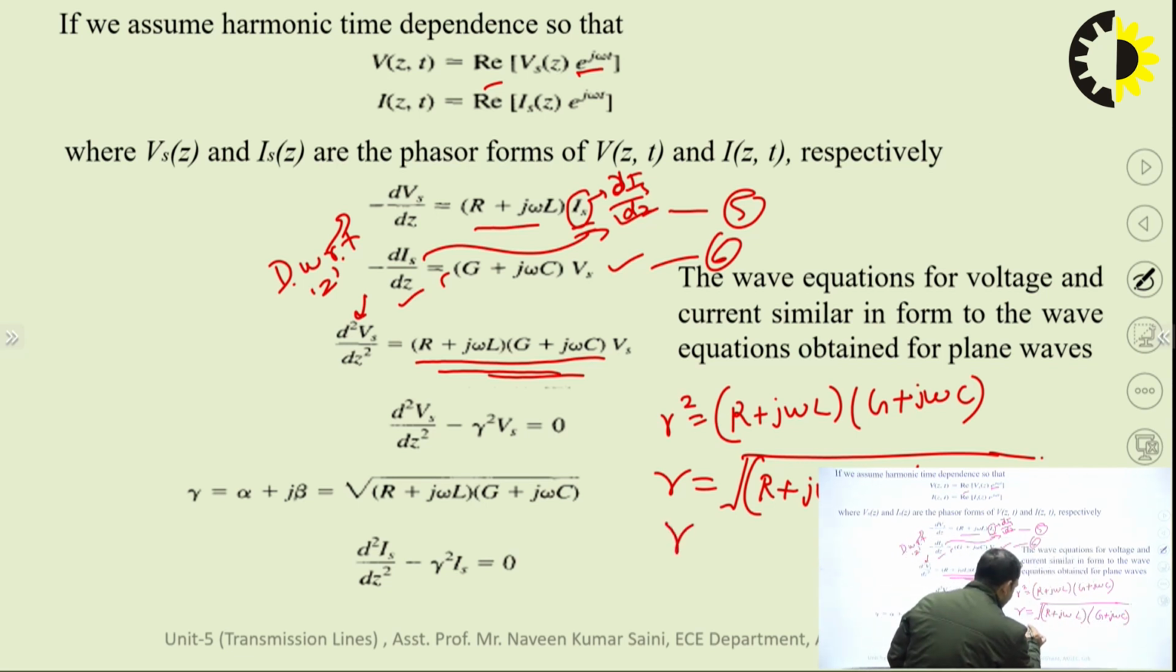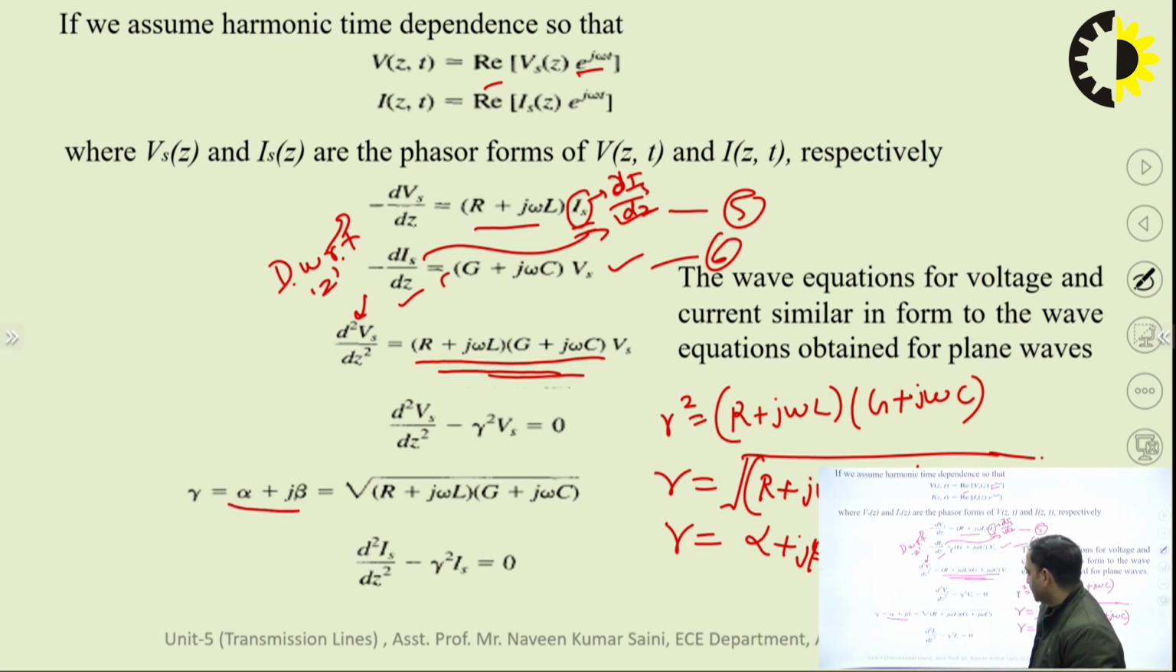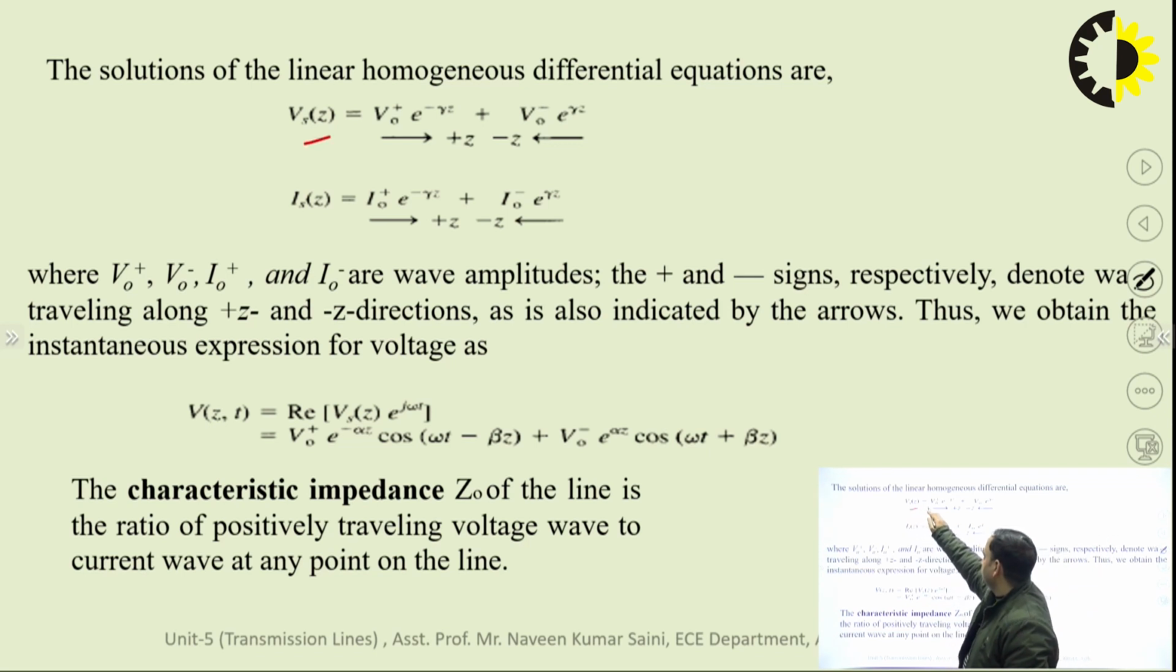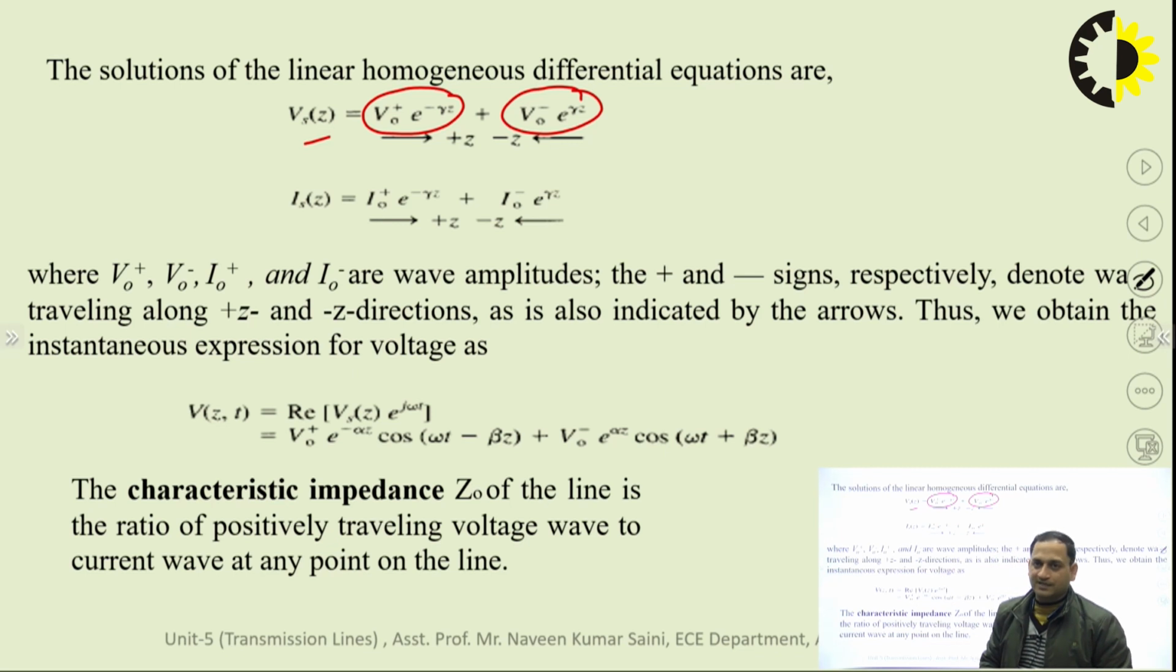So again, we are taking gamma as alpha plus j beta. So here gamma is equal to alpha plus j beta, and this is equivalent to this one. Similar to that, we can use this equation. So again the gamma square we are getting is the same, (R plus j omega L)(G plus j omega C). When you solve this equation using the differential equation, Vs(z) will be equal to V naught plus e to the power minus gamma z plus V naught minus e to the power gamma z. This section represents the wave propagating in the plus z direction, and this section represents the wave propagating in the minus z direction. Okay, so this is the significance mentioned here.